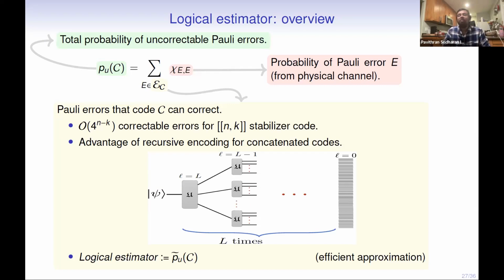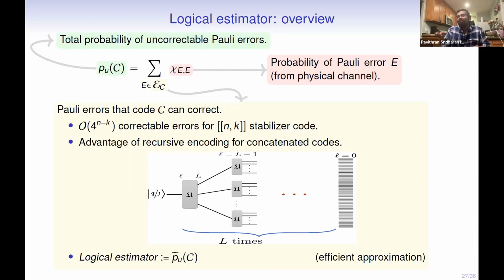We make use of the fact that our error correction scheme has this nice tree-like structure, which means if I compute this quantity for one level of the tree, I can hopefully recurse it and compute it for the entire tree. That's the idea. That way of recursion does not give me the exact quantity of interest, which is the total number of uncorrectable errors, but it gives me an efficient approximation to it, which we call the logical estimator. So the logical estimator is an approximation to the logical error rate under the assumption of randomized compiling. And in the published version, we actually rigorously prove a bound on the distance between the logical estimator and the true logical error rate.